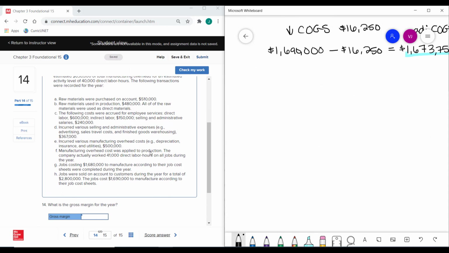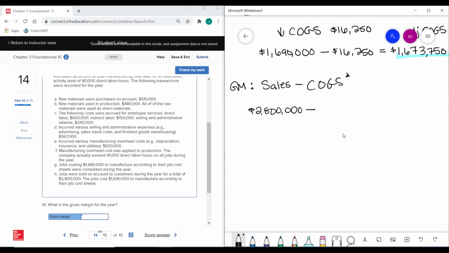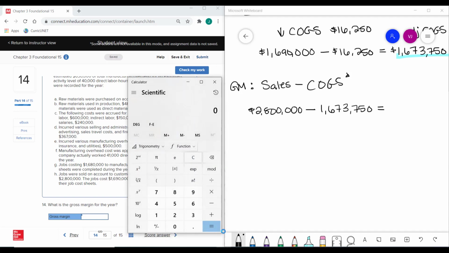14, what is the gross margin for the year? Well, what's gross margin again? Gross margin is going to be your sales minus your cost of goods sold, which we just found the accurate number for, right? What's the amount of sales we had for the year? We sold jobs on account for 2.8 million, right? If you look at item H. And now we found an adjusted or accurate cost of goods sold. So our cost of goods sold isn't 1.69 million, but more accurately, it's $1,673,750. So our sales minus our cost of goods sold should give us our gross margin.